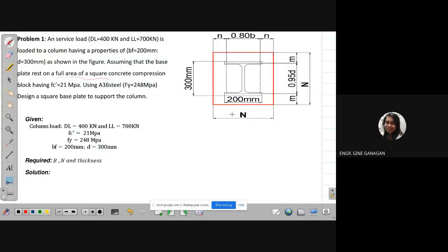And then we also have here given FC prime that is equal to 21. And then yung Fy natin is equal to 248. We have to design a square, sabi niya, square base plate to support the column. So pag sinabing square, yung B natin is equal to N. Okay? And then of course, we also have to solve for the thickness. Okay? So we have here the required and the given.